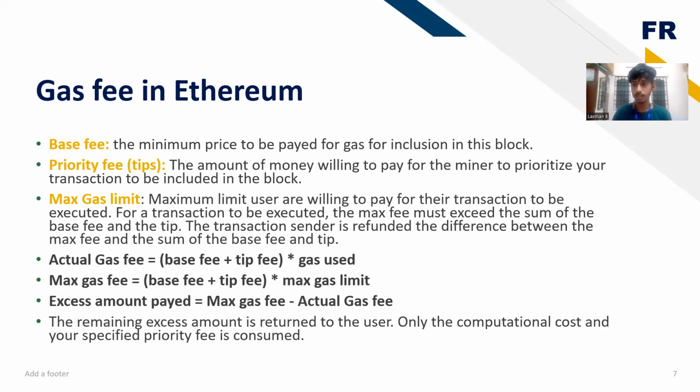And the priority fee is the miner fee you're willing to pay to the miner to prioritize your transaction. So base fee plus tip fee, times the gas used, is the actual gas fee, and base fee plus tip fee, times the maximum gas limit, is the maximum gas fee. So the excess amount is the maximum gas fee minus the actual gas fee. This excess amount will be returned back to you, and no one else can use it.